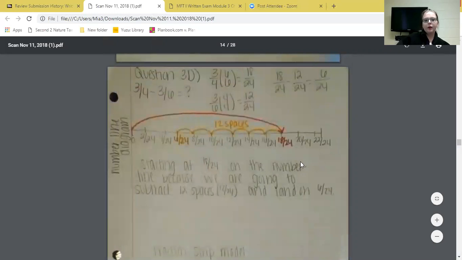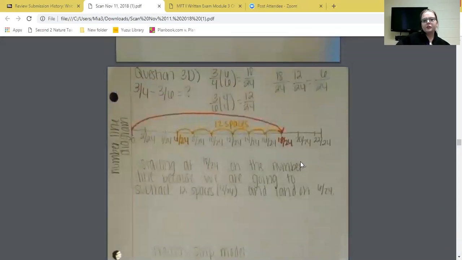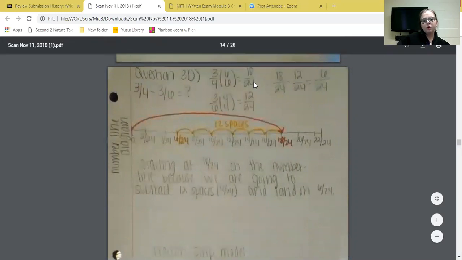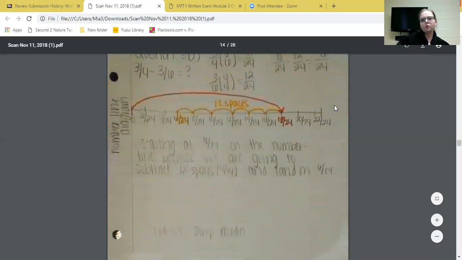Here's another one. 3/4 minus 3/6. So we're going to get our common denominator. So 3/4 times 6 equals 18/24. And 3/6 times 4 equals 12/24. So 18/24 minus 12/24 equals 6/24.